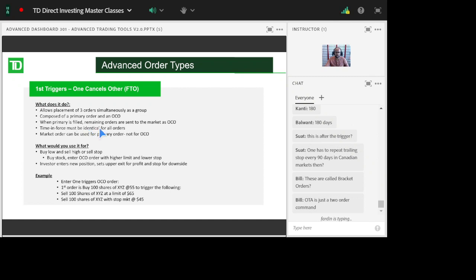One big difference to keep in mind when you're choosing the time frame for these orders is that they all have to be identical. So if you're choosing a day order, the OCO has to be a day on both sides, of course. And in this case, market orders can be used for the primary order, but not for the OCO. Remember, market orders are not allowed for OCO at all. But in this case, because we have one primary order that is going to activate the OCO, that can be set up as a market order if we wish to do so.